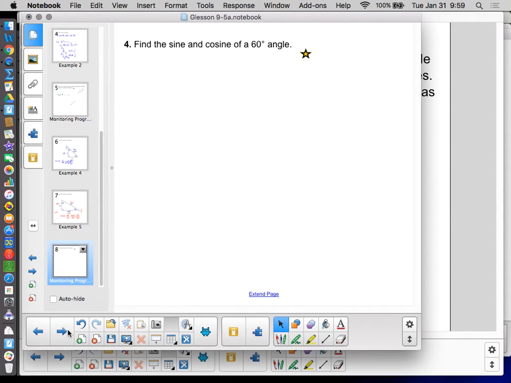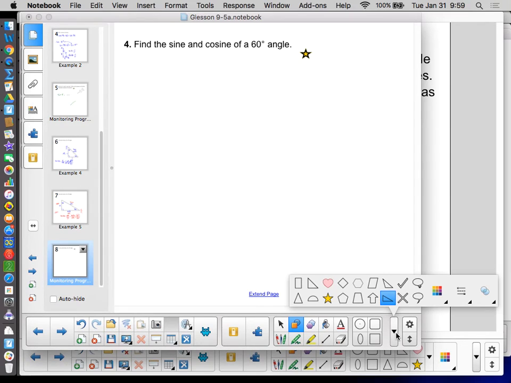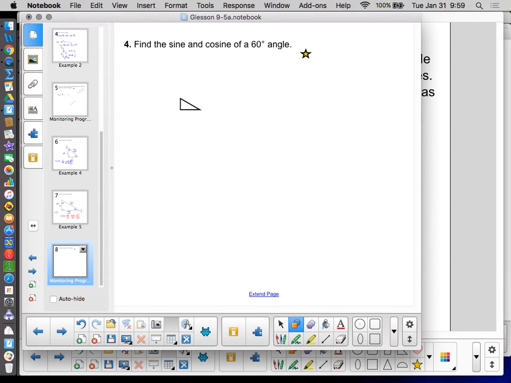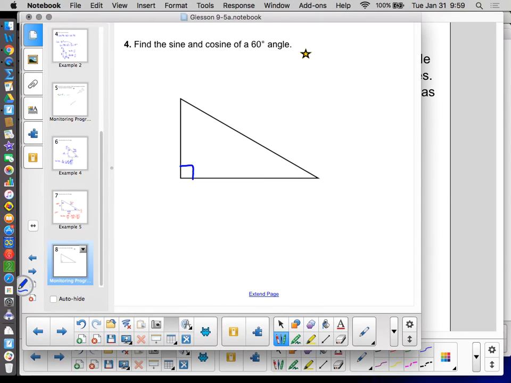That said, let's find the sine and cosine of a 60-degree angle. Now, I'm going to give you a little bit of a hint. We're going to go ahead and draw my triangle. This side's n, this side's 2n, this side's n root 3. Here's my 60 degrees, here's my 30 degrees. So we want the 60-degree angle. You find sine and cosine.